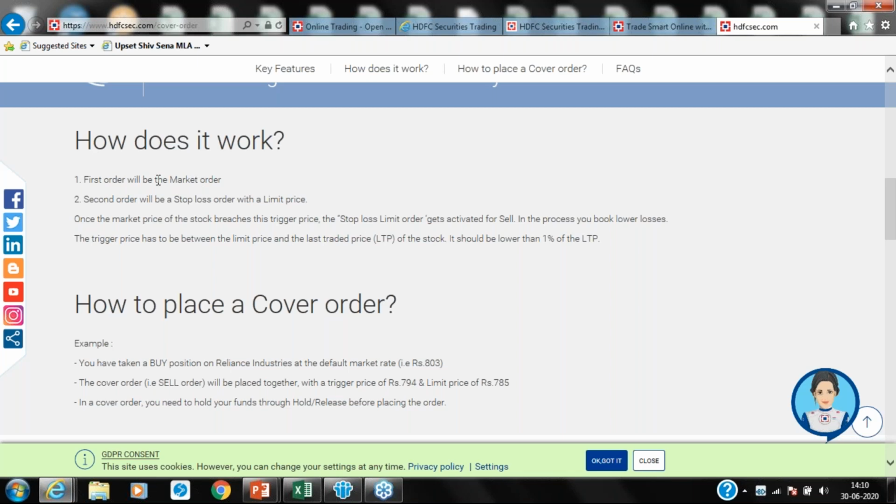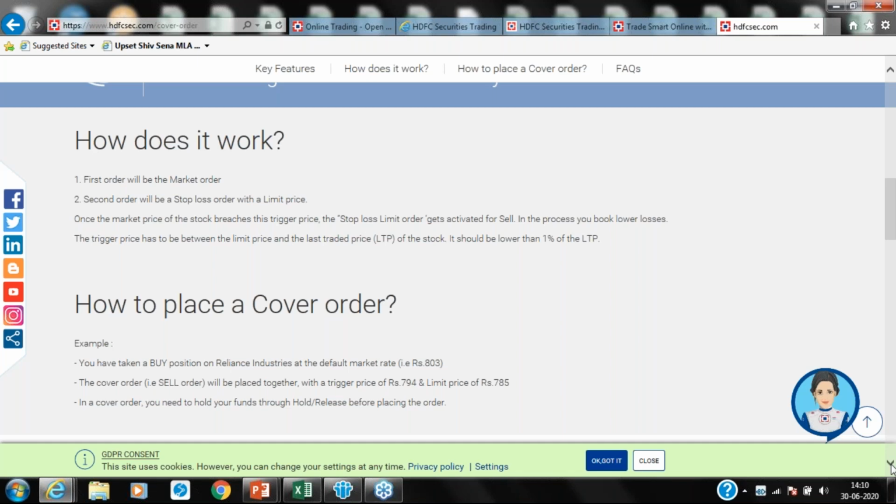So if you're buying the stock at 100 rupees, at least you have to keep a stop loss of 99 rupees. I mean, you can go to 98, 97 also, but you can't keep it at 99.5 or 99.7. You can't keep a very tight stop loss. You have to keep a difference of around 1% in a cover order facility.